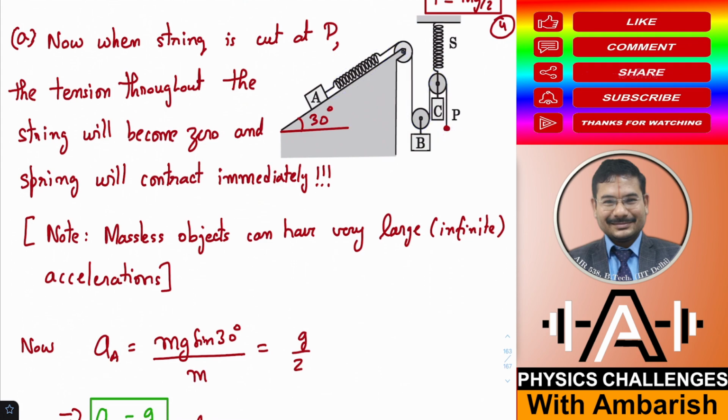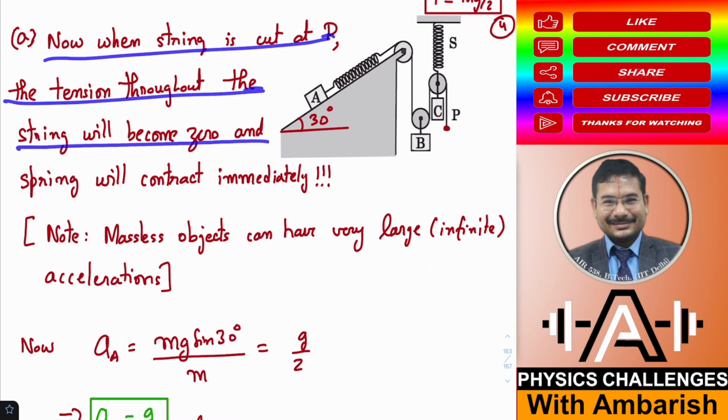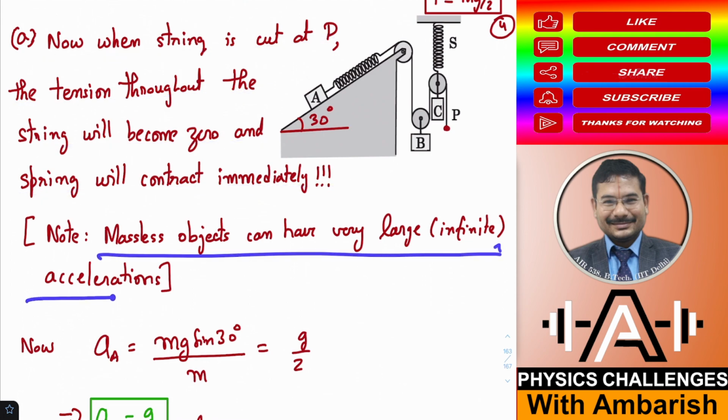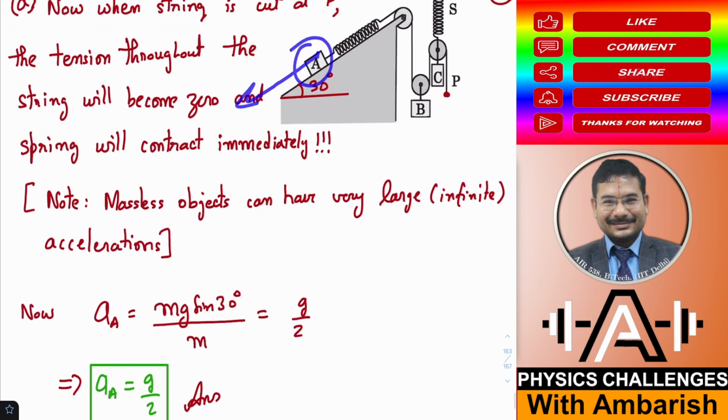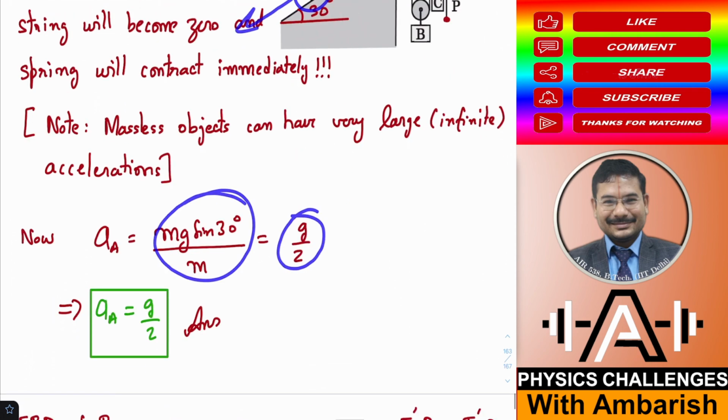The tension in the spring will also become 0. Okay, so that's what I've written. The string is cut at point P, the tension throughout the string will become 0 and the spring will contract immediately. Massless objects can have very large accelerations. Now what happens to the acceleration of A? So this is mg sin 30 degrees downwards, and upward tension is 0. So mg sin 30 upon m is g by 2. So acceleration of A is g by 2 in the first case, right?